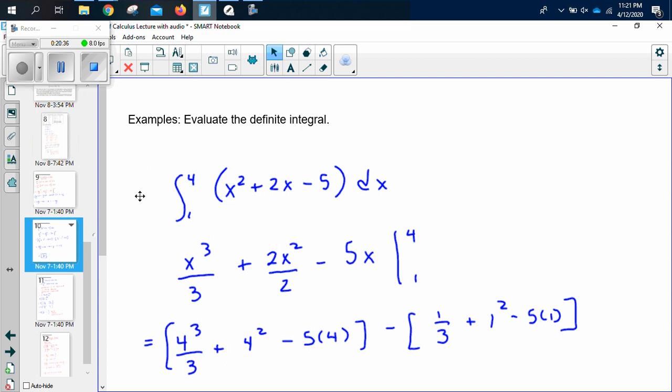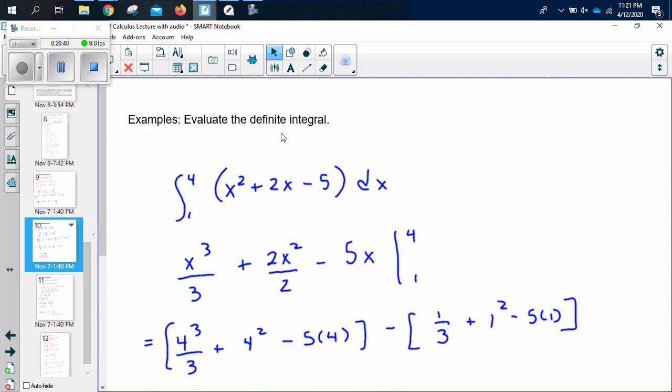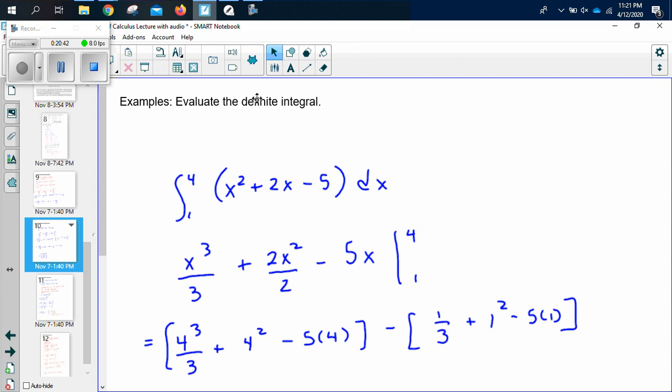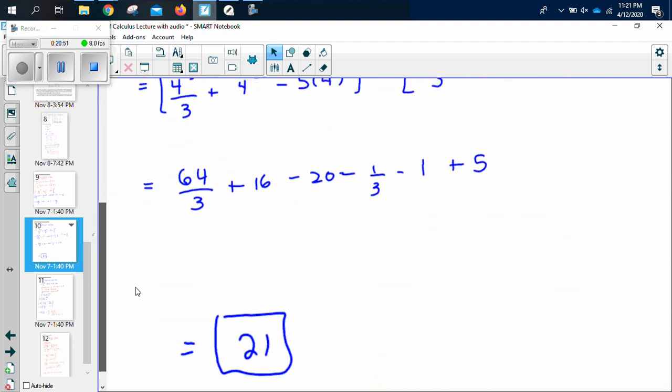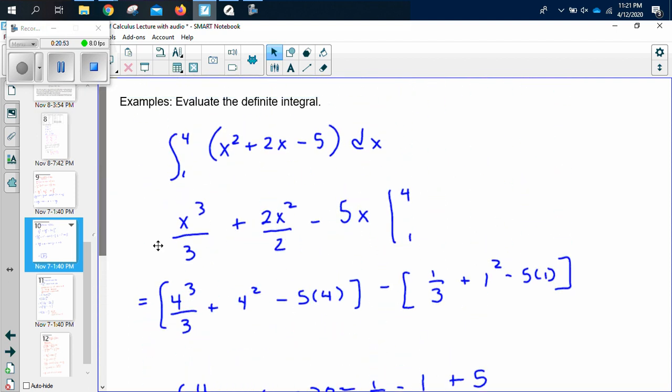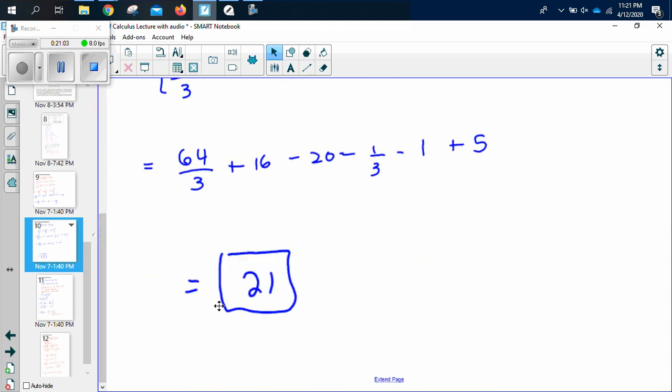Another problem, and I believe this is the problem that I did during class, that I did the hard way with the limit, and so now I'm doing it the easy way with the rule. So I believe this is the one, and I got 21. So I use the power rule. I add 1 to the exponent, divide by the new exponent. I substitute in the 4 and the 1, and I get 21 as my answer.